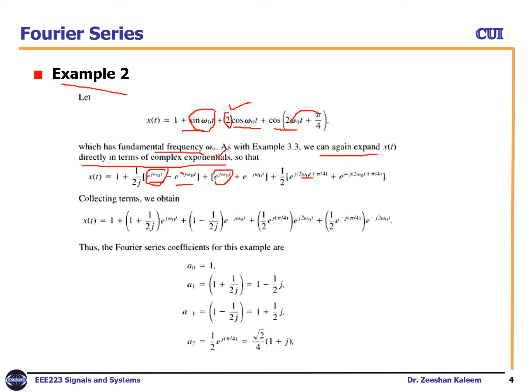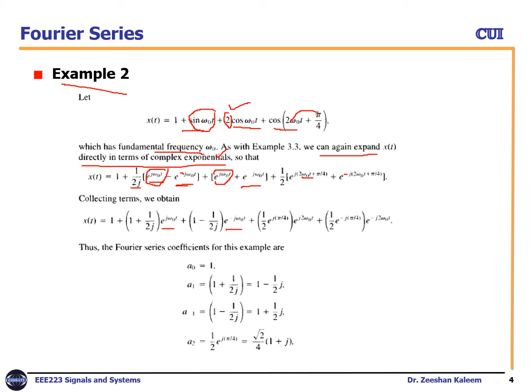So 1 plus 1 over 2j, like this way, e^{j omega naught t}. So 1 over 2j from here. So 1 plus 1 over 2j into e^{j omega naught t}. And similarly, we can gather the terms together for e^{-j omega naught t}. So 1 over 2j from here minus 1 over 2j from here and 1 only from here. So 1 minus 1 over 2j e^{-j omega naught t}.